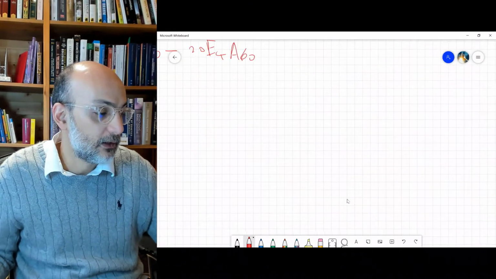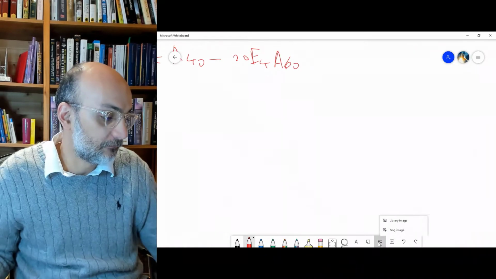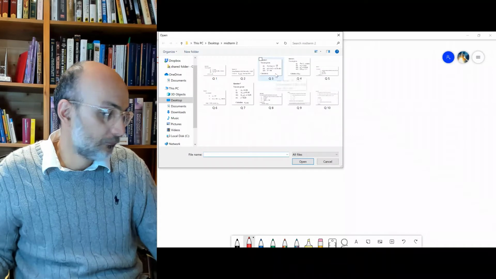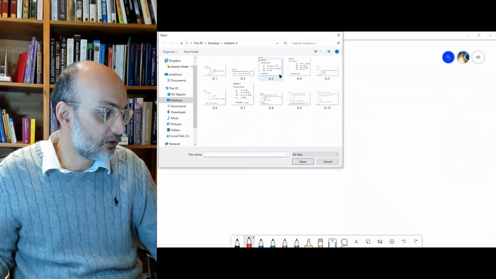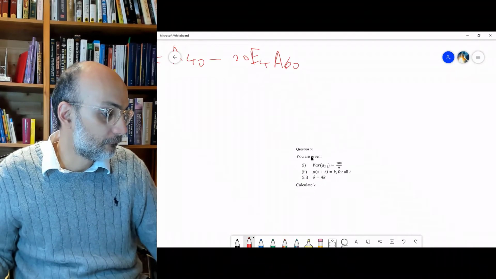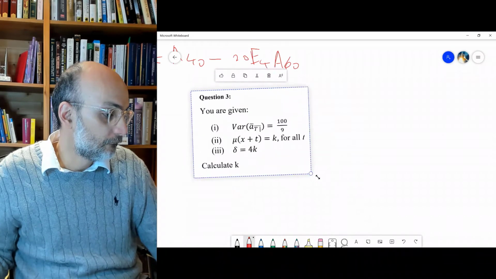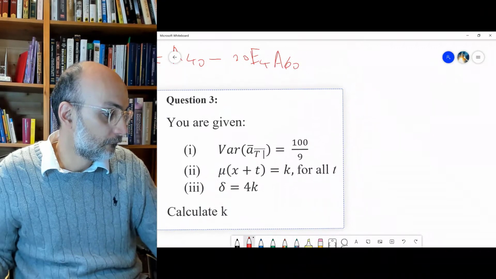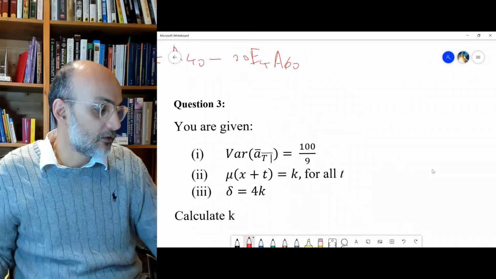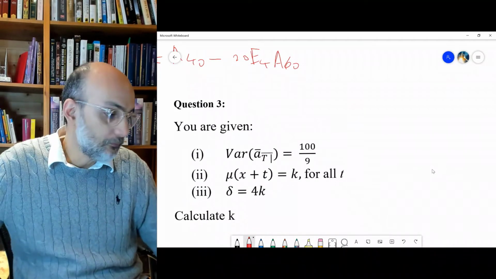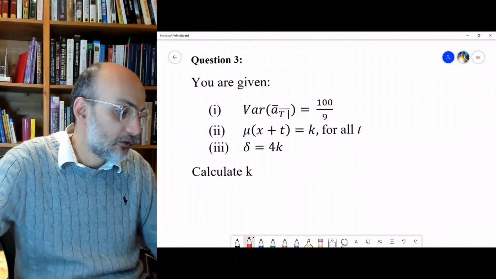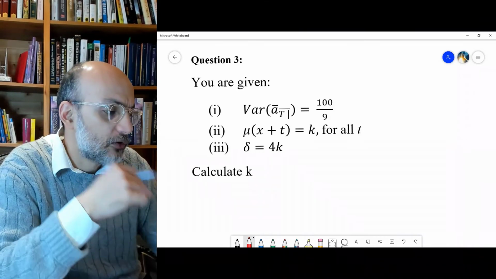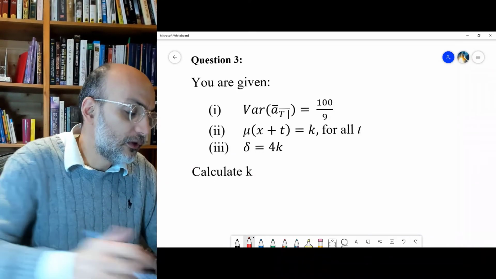It's not a hard one. Now let's look at another question here. We did question 2, let's do question 3. Okay, let's look at question 3. So a question like this, you also start with what you have.